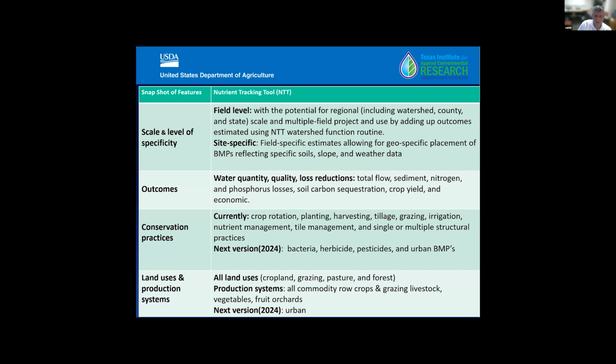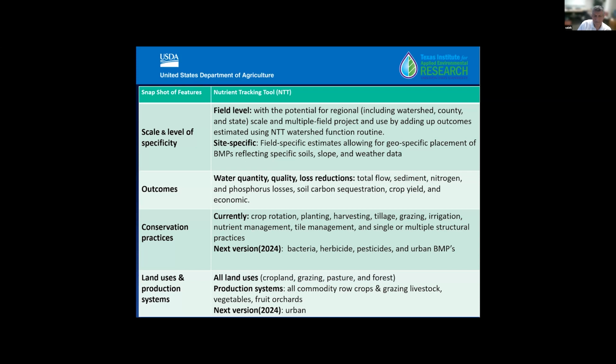Outcomes of it is the water quantity. Of course, I mention that because it is very important these days with the lack of water. And quality: we are talking about flow, sediment, nitrogen, phosphorus losses, and soil carbon sequestration, crop yield, of course, and economics, because the farmers, or even the agency that funds these practices, want to know how much cost and benefit there is if I do this, so I can have an appropriate budget for it.